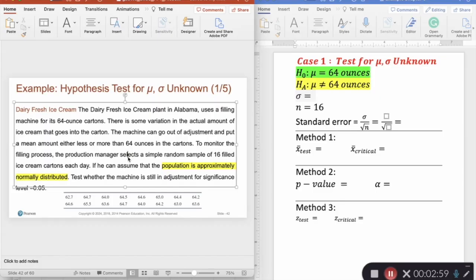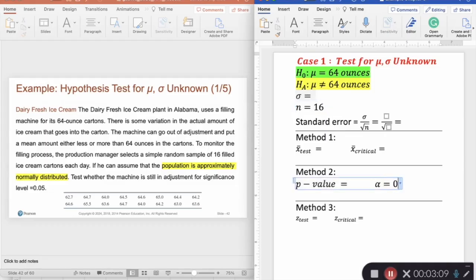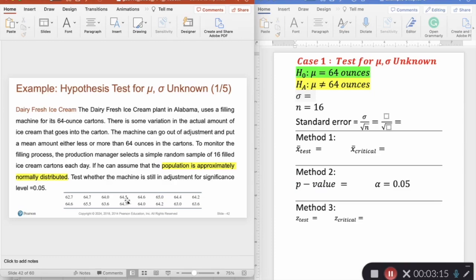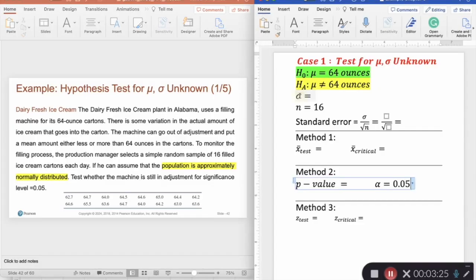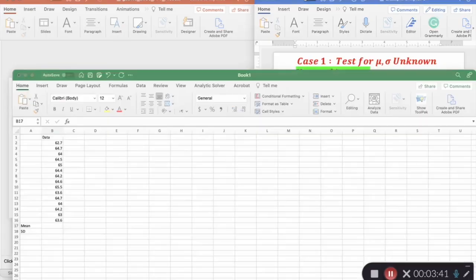Because the standard deviation is not known for the population, and the data is given to us, the significance level used is 0.05, so this is our alpha. He collected a sample of 16 and wants to conduct the hypothesis testing. Because we don't know sigma, we know the sample standard deviation S, and we can also get the X-bar of the sample. So let's find the mean and standard deviation from Excel.